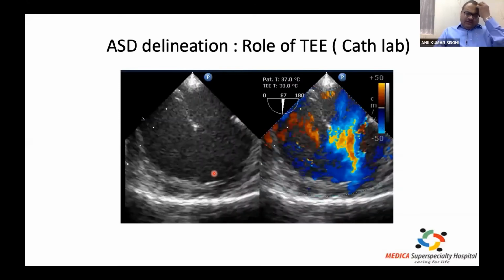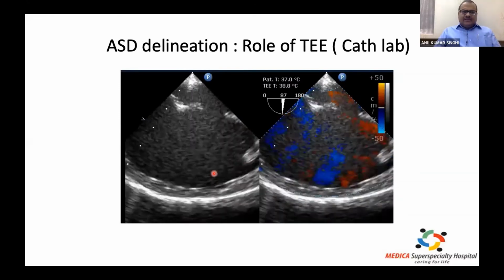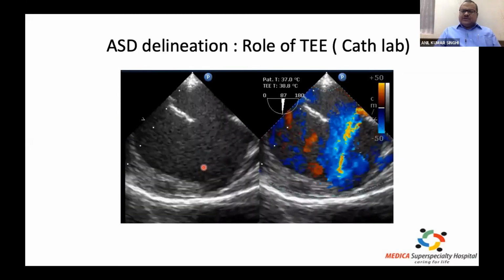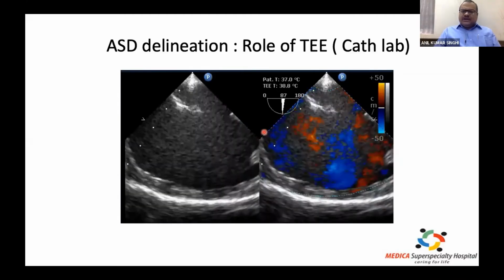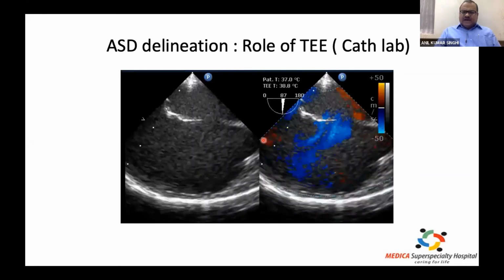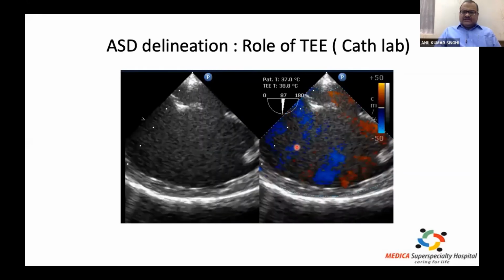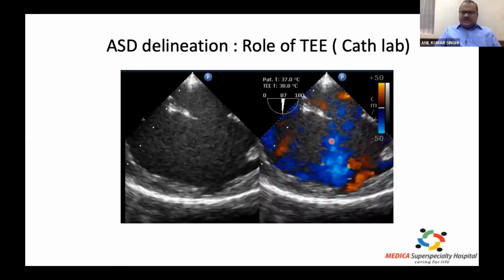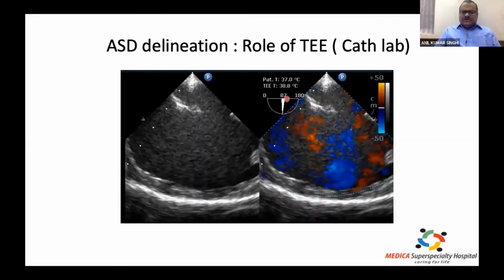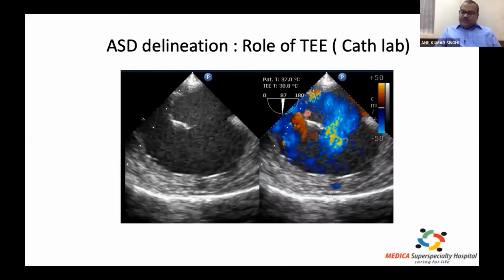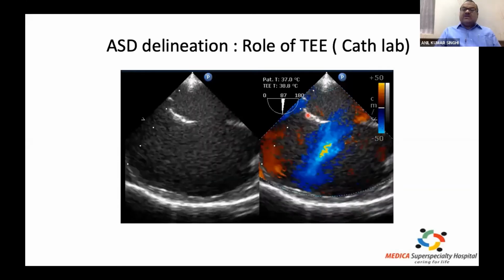So we took the child to the cath lab, and in the cath lab a detailed transesophageal echocardiogram was done to delineate. So this is in the 90-degree axis view. This is RA, this is LA, and this is the superior vena cava superior margin, and we can appreciate this is the larger superior hole, this is the smaller inferior hole, and there is a significant amount of tissue, but it is floppy type.